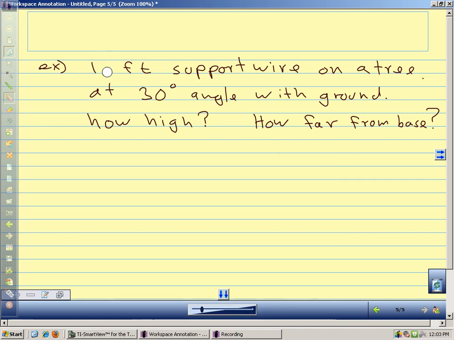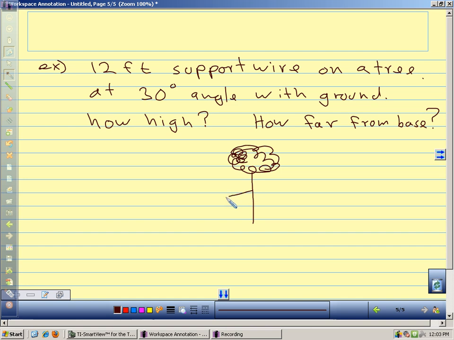So let's draw a picture for this one. If the problem doesn't give you a picture, it helps to draw a picture. So here's our tree, and we're putting a 12-foot wire. So here's the wire. It's going down to the ground here. And here's the other part of our triangle. So this is a 90-degree angle, and we want the wire to make a 30-degree angle from the ground. And the wire is 12 feet long. So we want to know how high. So that's going to be this side. And we want to know how far from the base. So let's call this side D. We want to figure out H and D.